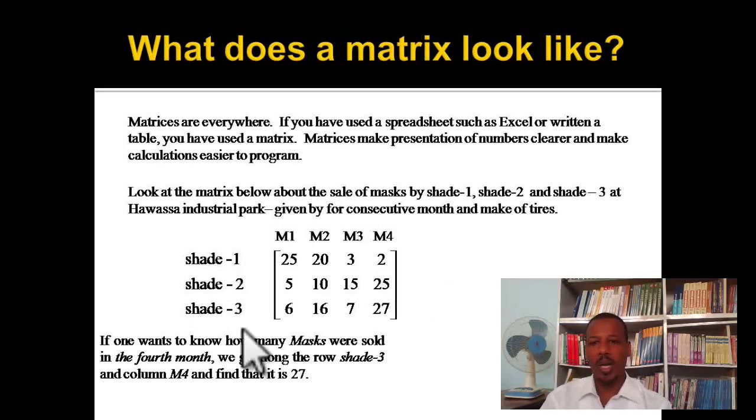For example, we may consider this table, which shows the number of masks sold in shade 1, shade 2, shade 3, in the first month, the second month, the third month, and the fourth month in Awasa Industrial Park. If one wants to know how many masks were sold in the fourth month in shade 3, we go along the row shade 3, in the fourth month, 27 packs of masks were sold. We may also consider this number, 10, which shows the number of packed masks sold in shade 2 in the second month.